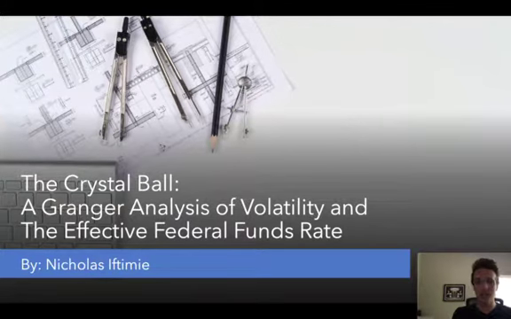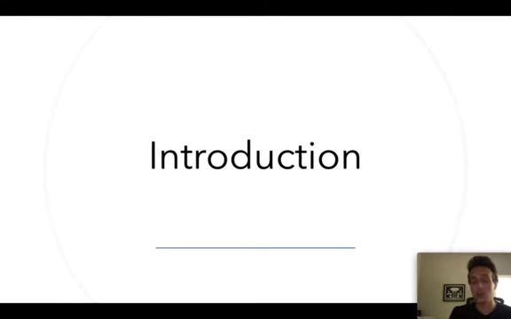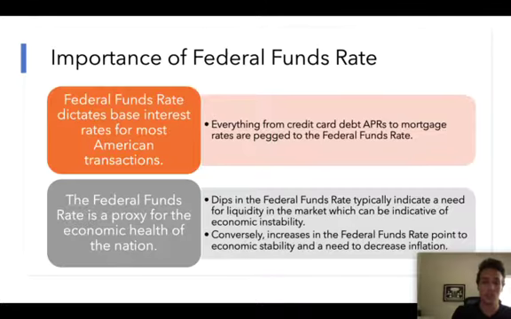Good morning, everybody. My name is Nicholas Iftemi, and I'm here to talk today about a Granger analysis of volatility and the effective federal funds rate. First, we're going to start off with an introduction, later dive into the data selection process and talk about the model. Finally, we'll end on the results, conclusions, and suggestions for further research.